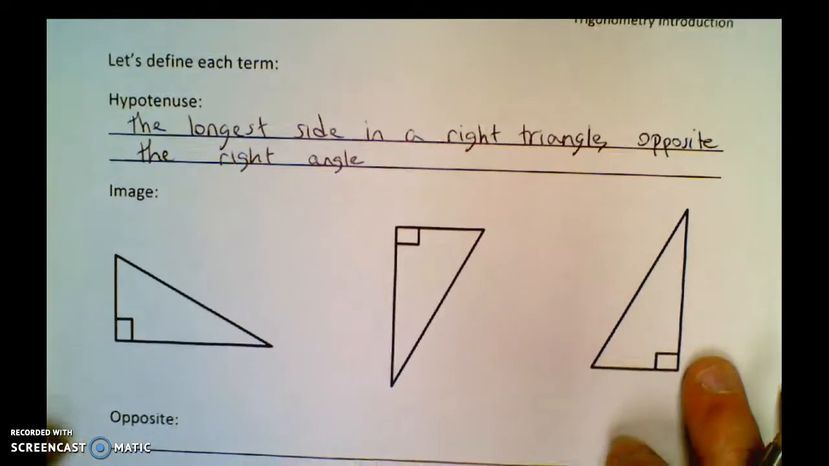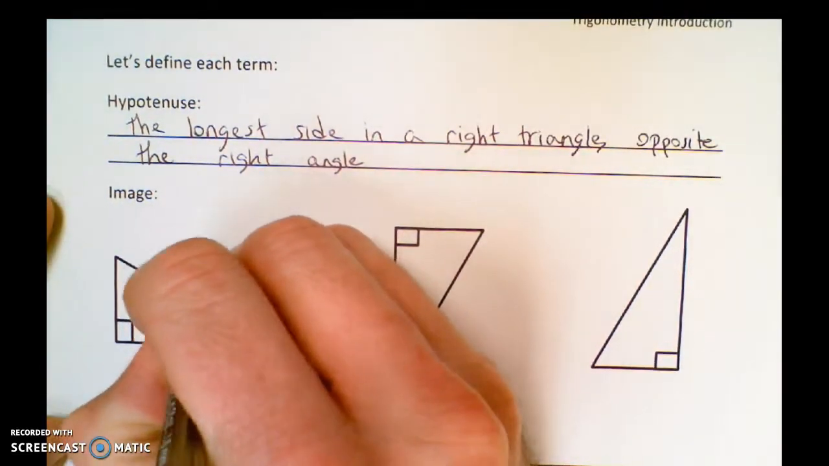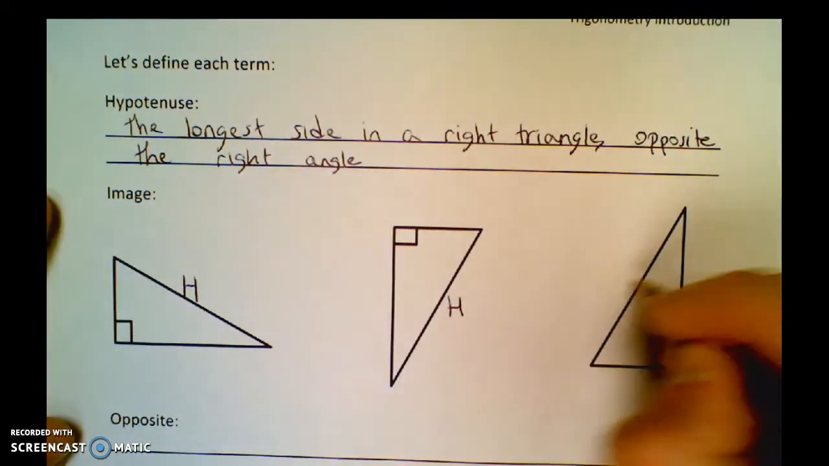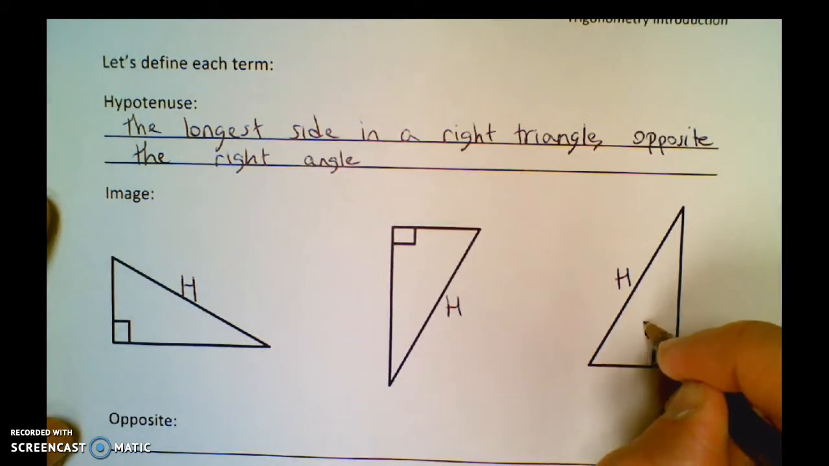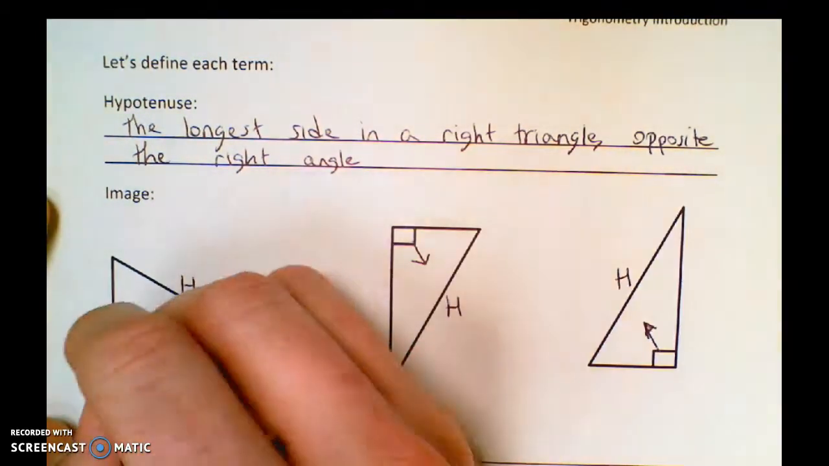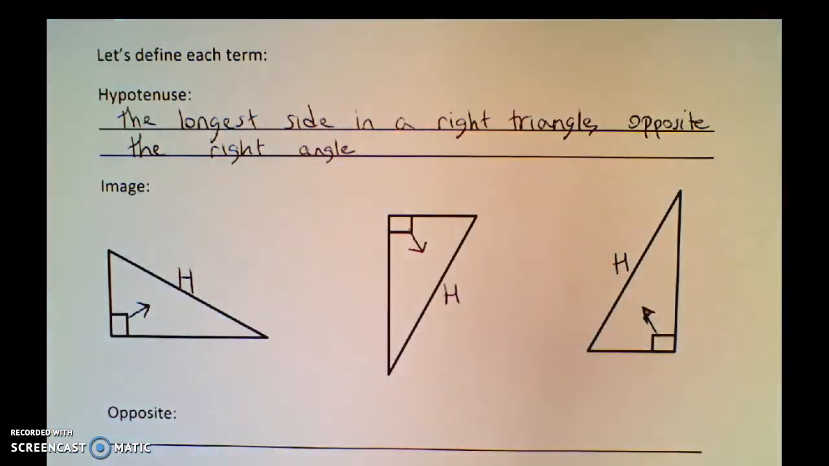So I'm going to use the letter H for hypotenuse, and I'm going to label it. This is the hypotenuse, this is the hypotenuse, and this is the hypotenuse. It's the side across from the right angle. Remember, if you draw an arrow sticking out from the right angle, it'll point to the hypotenuse. We know that from the Pythagorean theorem.